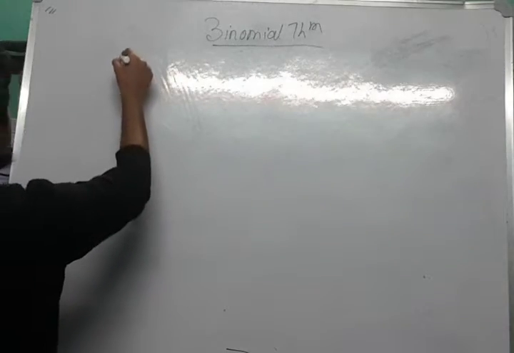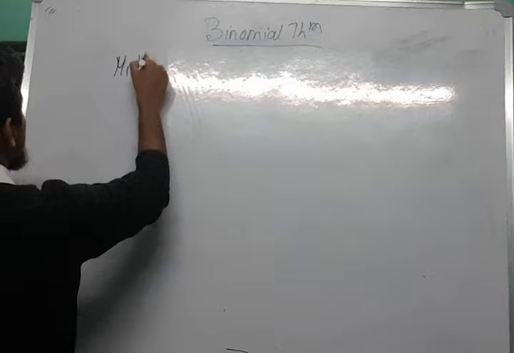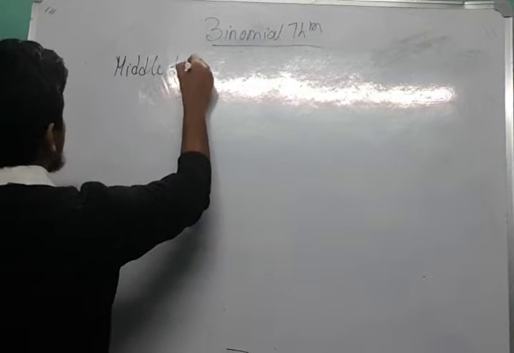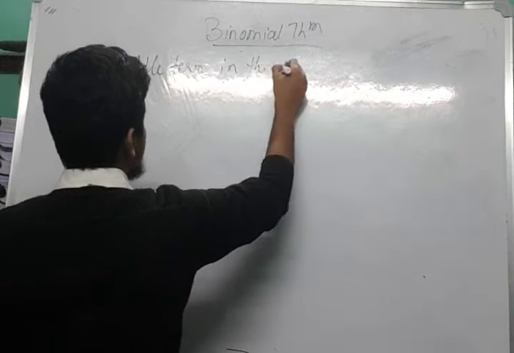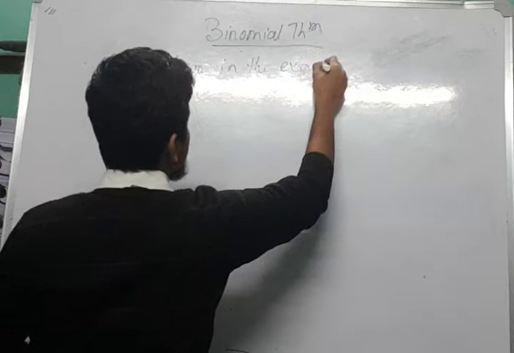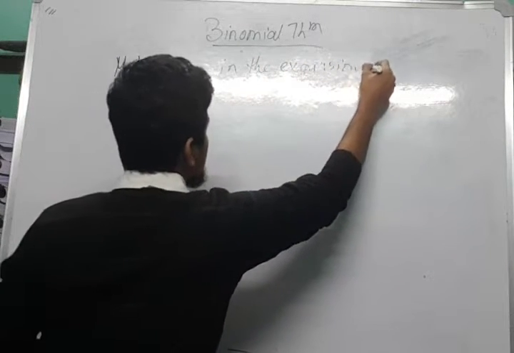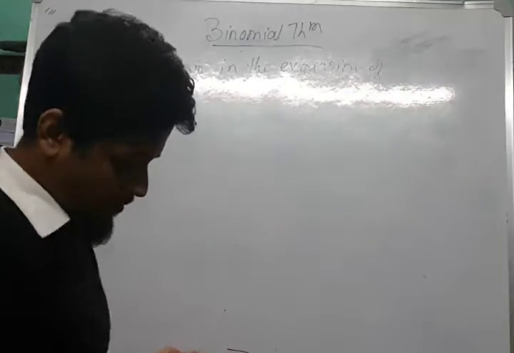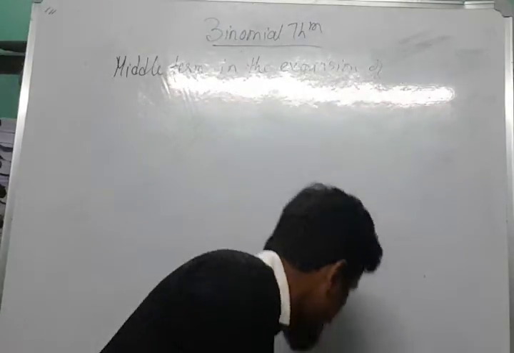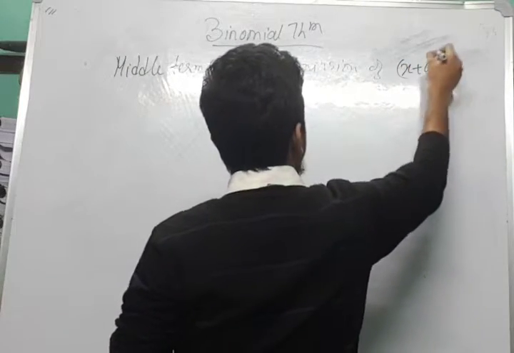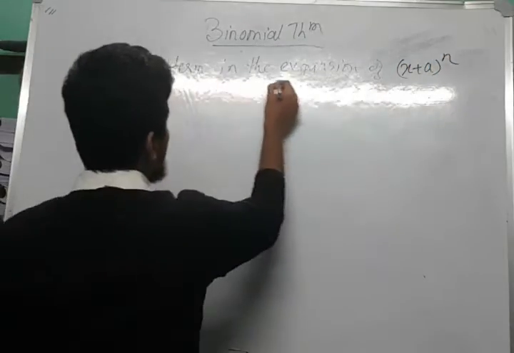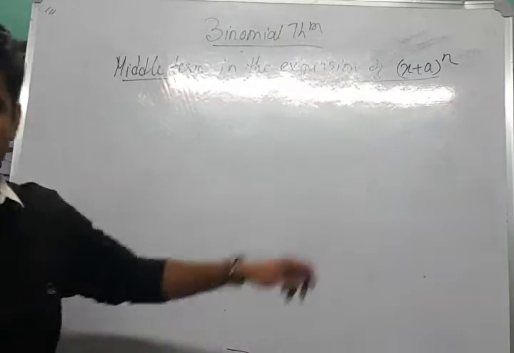So the topic that we'll be doing is basically the middle term in the expansion of (x + a)^n. So we'll be looking for the middle term in the expansion of (x + a)^n.